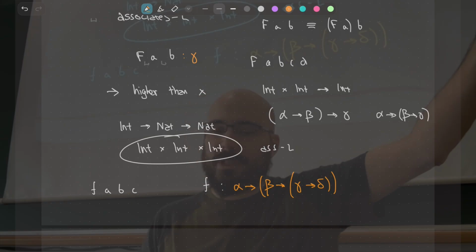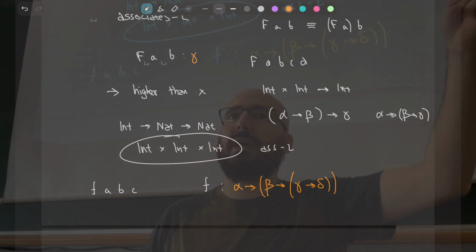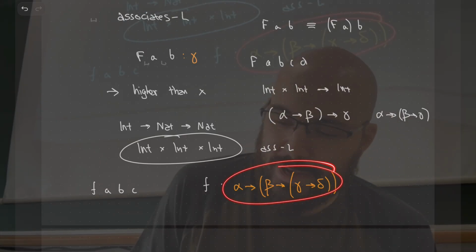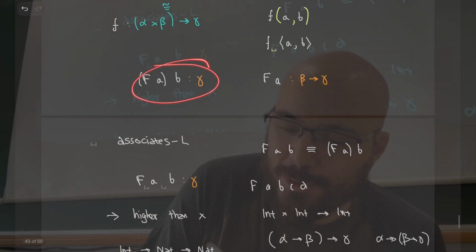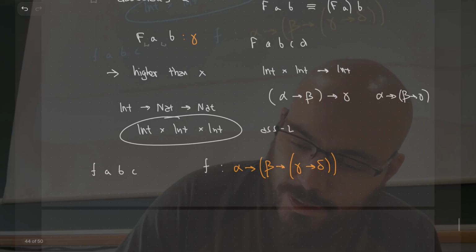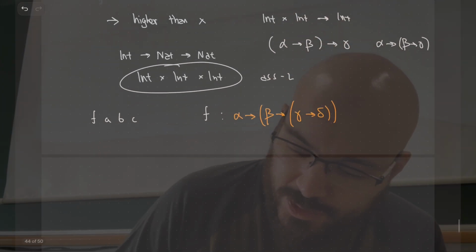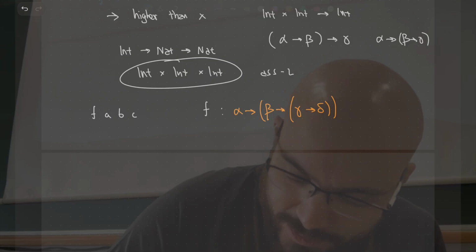And since I will use a lot of functions of many arguments in a curried way, I don't want to keep writing all these parentheses on my types, and I don't want to keep writing all these parentheses on function application, so the convention here will be that the arrow associates to the right. This means I can write my functions like that.